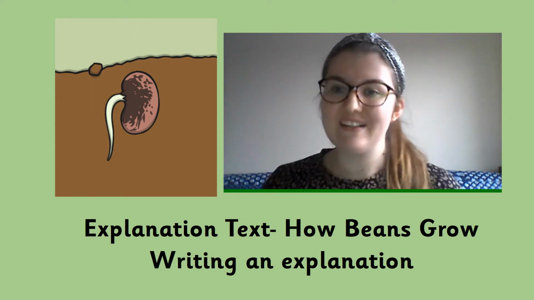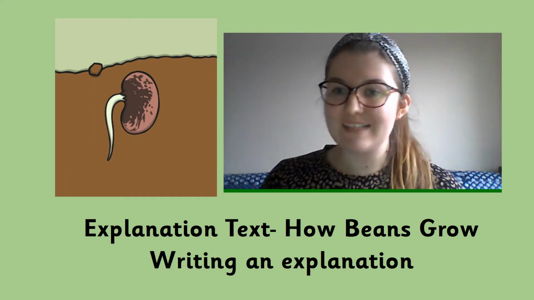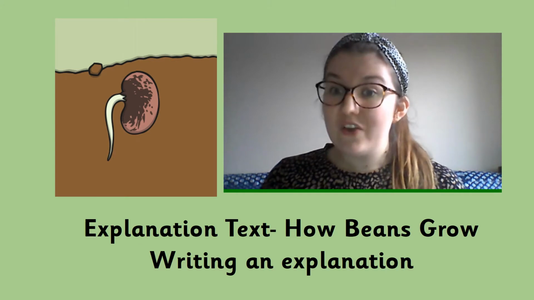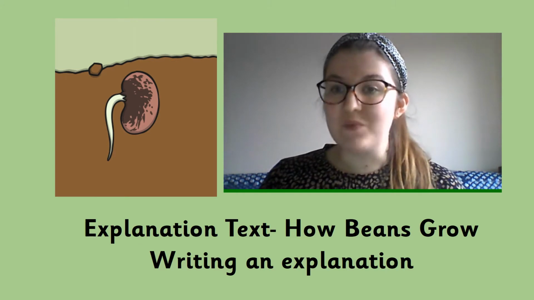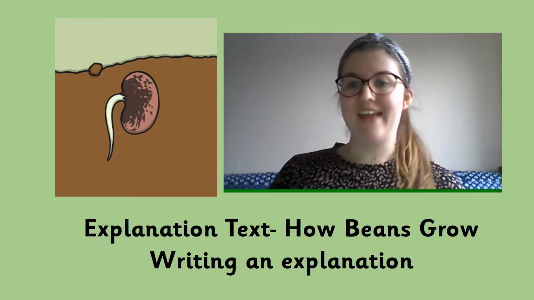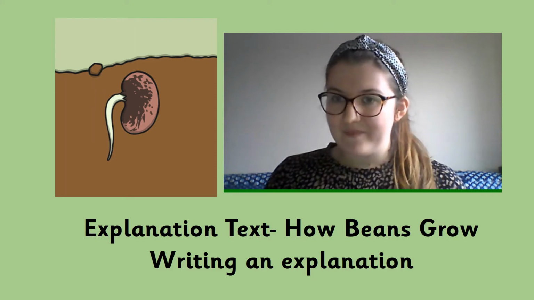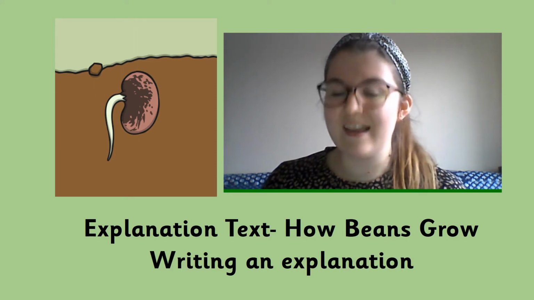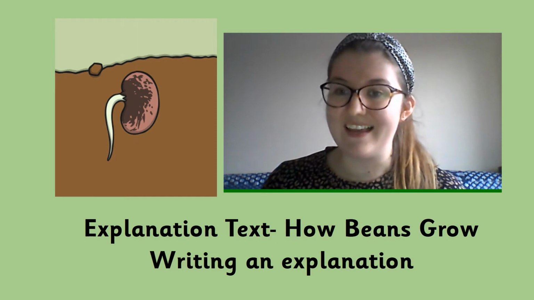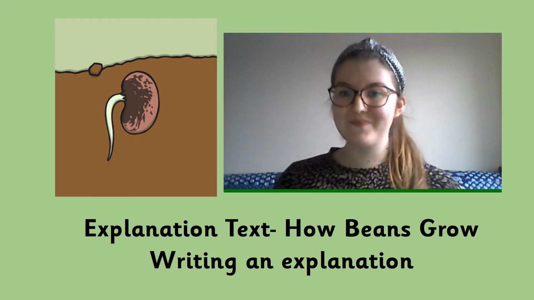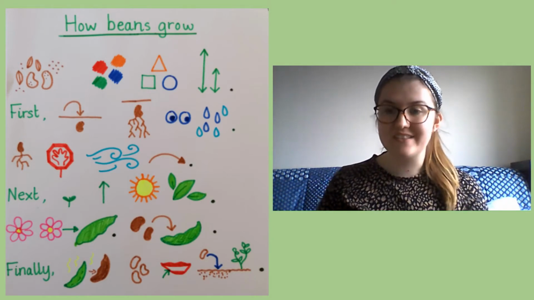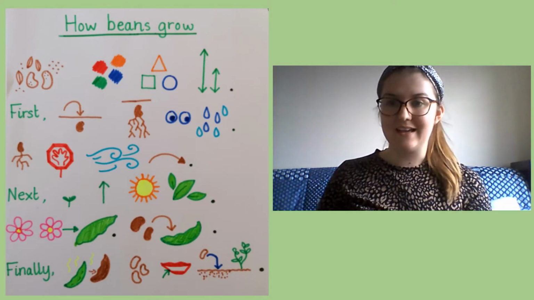Today we're going to continue our work on our explanation text, How Beans Grow. You're going to need a pencil and the worksheet with this picture on it to do this work. Before we do our writing, let's practice our text using our text map and actions that we learnt the other day. Off we go. Here is our text map. It has lots of pictures to help us remember our text off by heart.